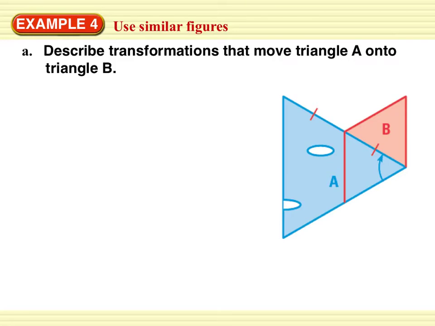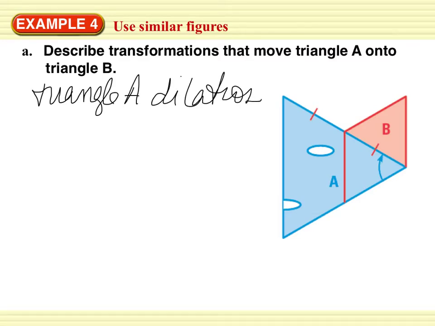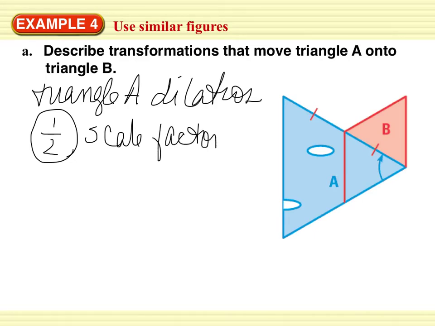Okay, so it looks like triangle A, let me get my black pen out. Triangle A had a dilation. And if you look, this side here, this is 1 tick mark, 2 tick marks. So we went from 2 tick marks to 1 tick mark. So it was a dilation of 1 tick mark over 2 tick marks, or a scale factor of 1/2. It really is that simple. You just have to know what you're looking at. So scale factor of 1/2.